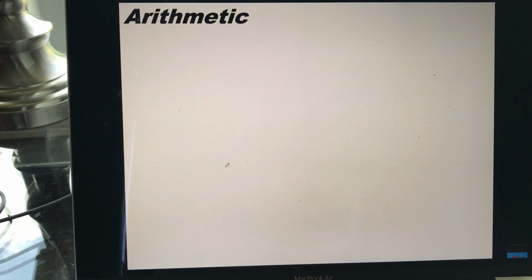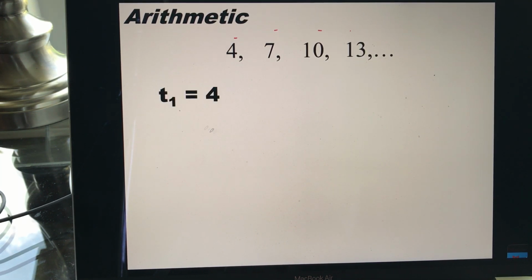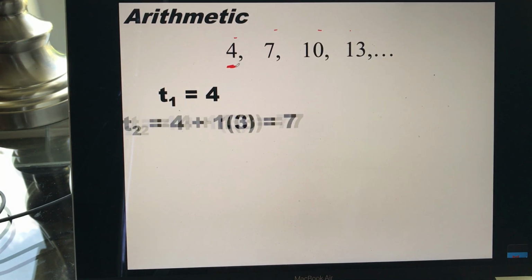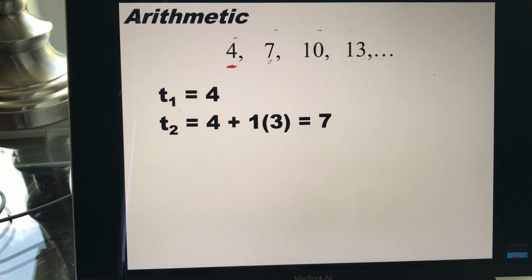I have 4, 7, and 10, and we're going to try to write it as arithmetic, which it is. So 4, 7, 10, 13. Term 1 is 4. That's easy. The second term, the 7, ends up being 4, my first term, plus 1 addition of 3. I add 3 once. That gives you my 7. So start at 4, add 3 once.